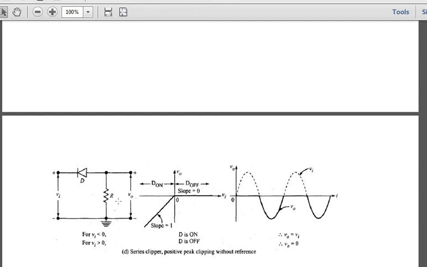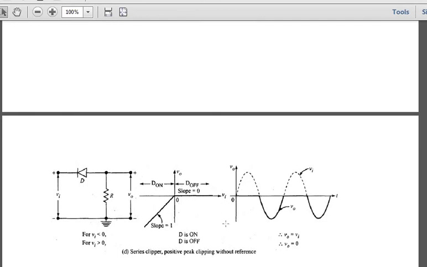Okay, so when Vi is greater than 0, the diode will be in the off condition, an open circuit, so no current will be flowing. So your output voltage V0 is equal to 0. That's the region. As Vi is greater than 0, the diode is off, and this particular part will be clipped off. So this is the clipping region, and this is your transmission region.